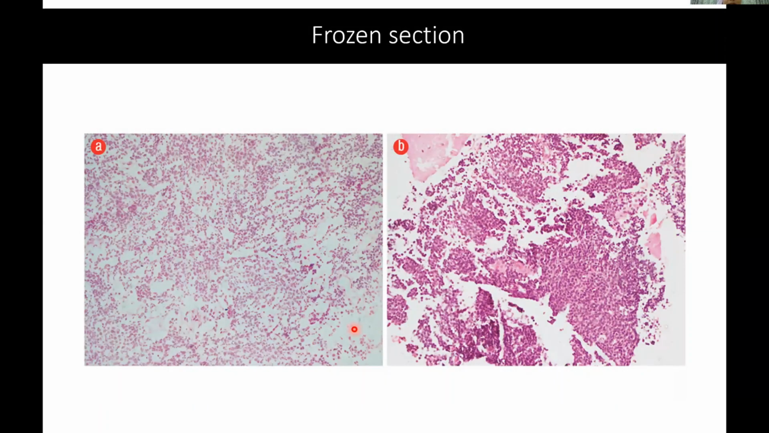Okay, this is how we look at frozen sections. Actually, this is a frozen section of brain. This is residual brain tissue. This is the tumor area. These are the lesional areas. When we look, these are low magnifications. You can see a lot of spaces here. Actually, these spaces all represent the frozen artifact.